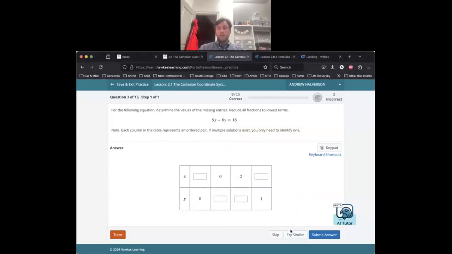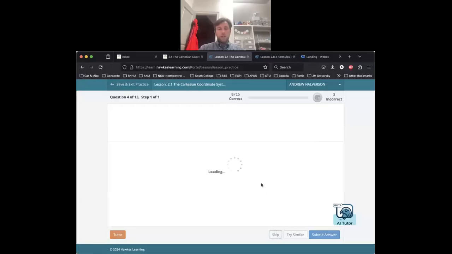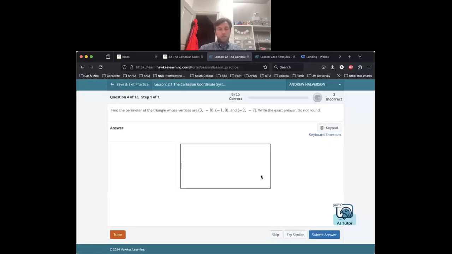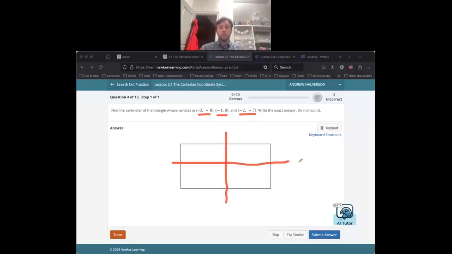So we're coming to the end here. Let's see. Find the perimeter of the triangle whose vertices are these. Oh, this is interesting. These are 3 of your vertices, not all of them. What you want to imagine here is that you have the XY axis running through it. So where's 3, -8? Well, that's 3 to the right, 8 down. That's probably this one right here.